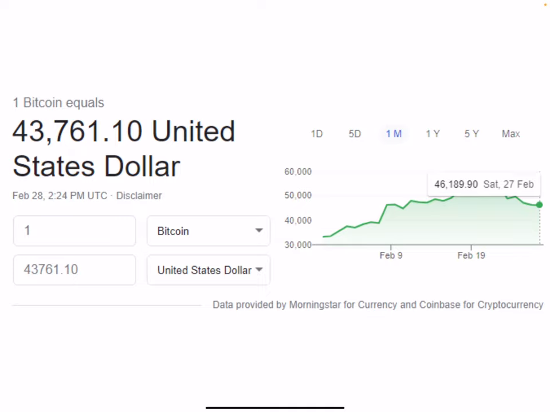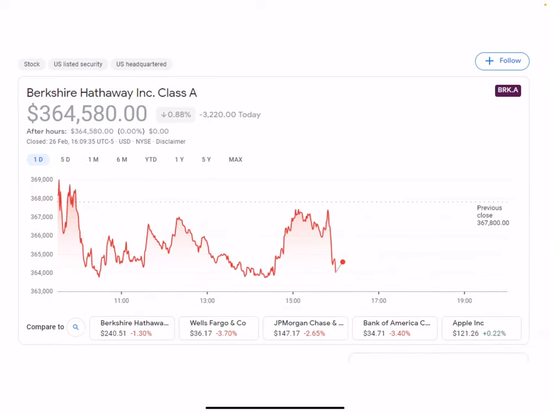But how many people would know that one Berkshire Hathaway Class A share will cost around $364,580? Just in case you are not sure what Berkshire Hathaway does, it is the main investment vehicle of one of the richest investors, Warren Buffett, who has a net worth of around $88.6 billion as of January, which is probably $88.6 billion more than what I have.